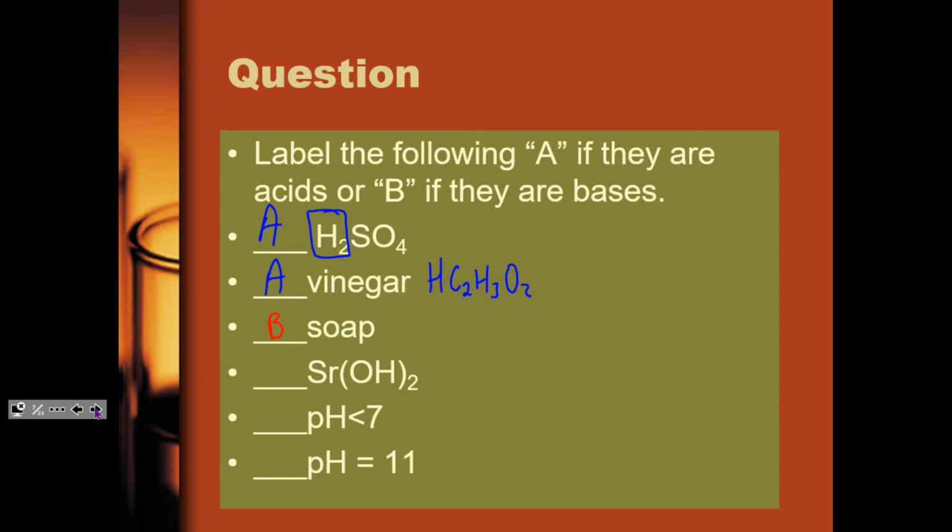Strontium hydroxide, we have this OH here, which is indicative of a base. A pH value less than 7, that would be an acid. And then a pH value equal to 11, well, that's a pH value that's greater than 7, which means base.